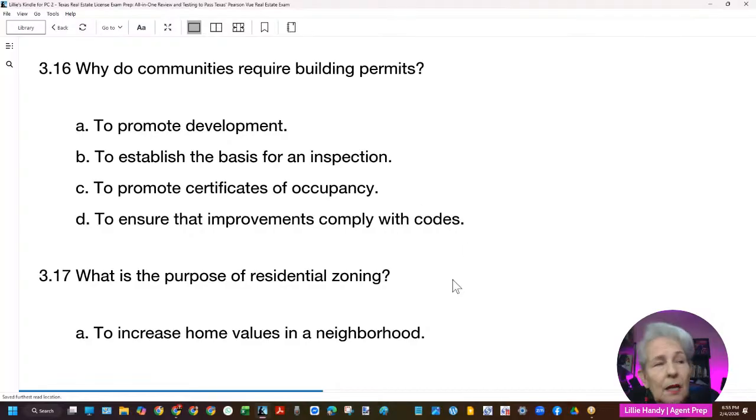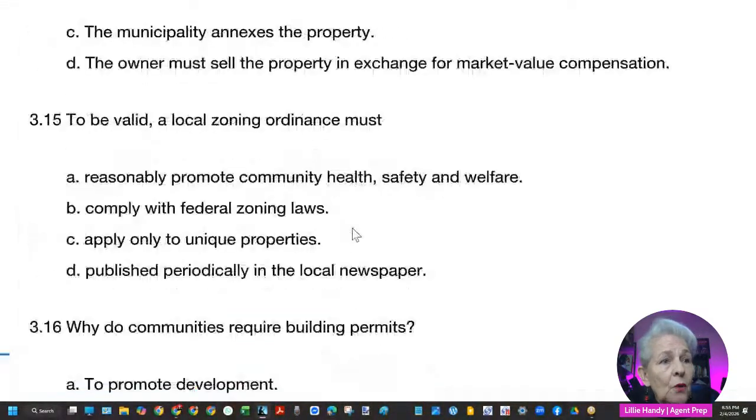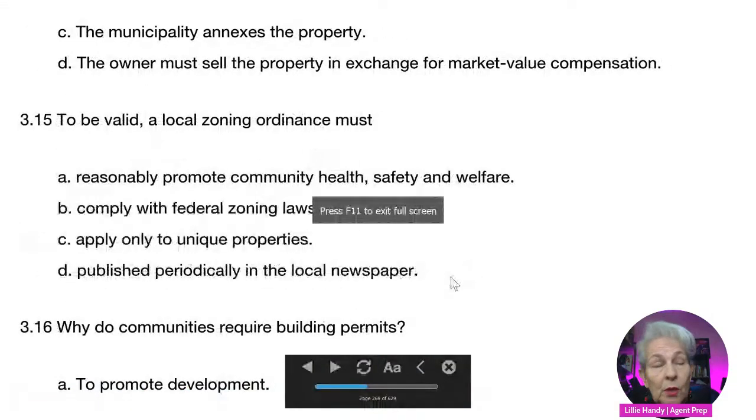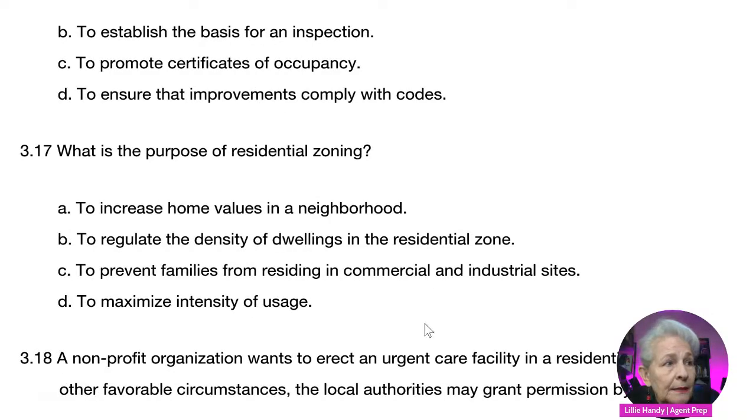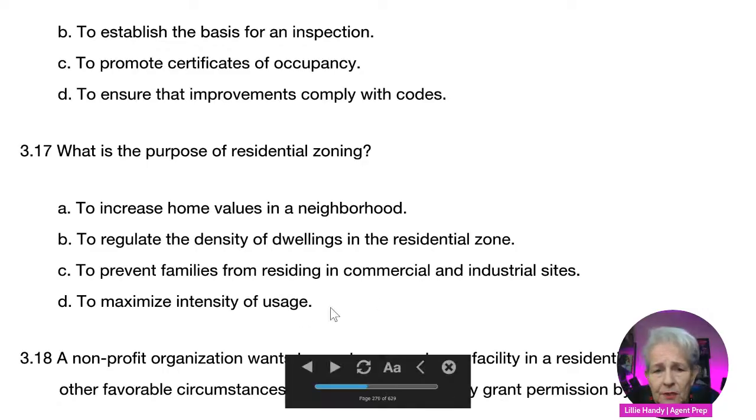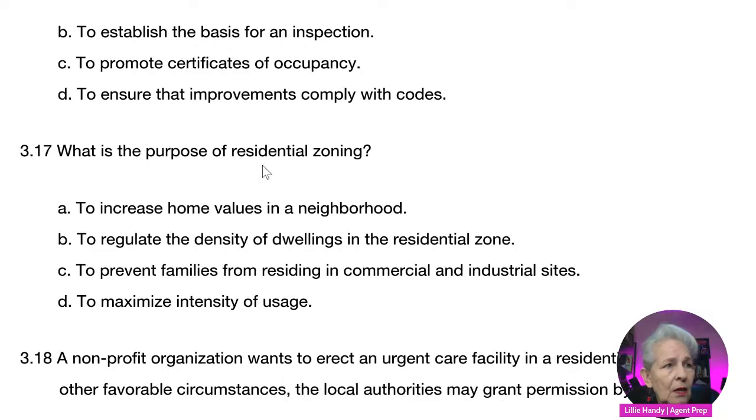So, hey, you could always go back and practice real estate in North Dakota and then also in Texas. I used to have Oregon and Texas licenses. I gave up my Oregon license after a few years. Okay, number 17. What is the purpose of residential zoning?